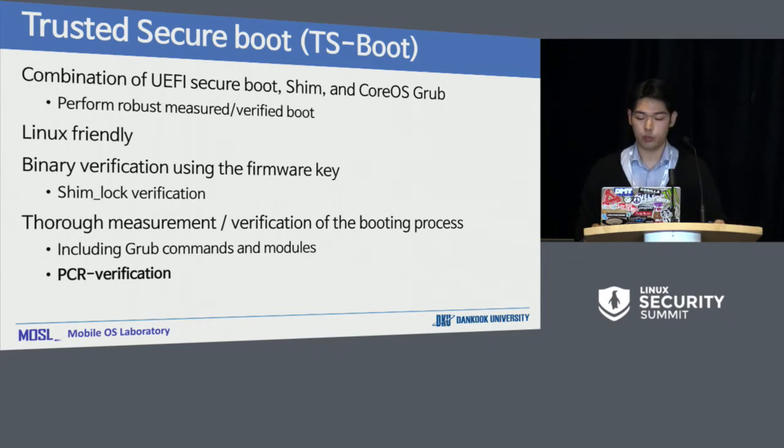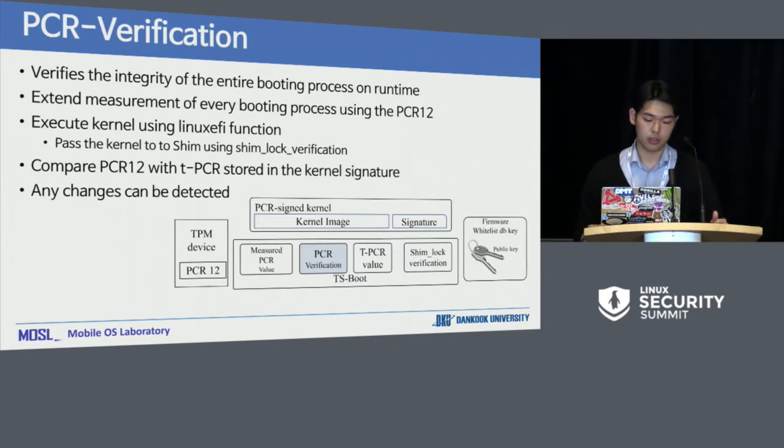And with TS boot, we propose a robust integrity verification scheme called PCR verification. So the PCR verification verifies the entire booting process during the booting. It tries to measure the entire booting process to PCR number 12 and to create a measurement that represents the entire booting process. And since we measure everything to PCR 12, from basically the hardware measurements to the kernel booting process commands, if anything changes regarding the booting, it will be reflected in PCR 12.